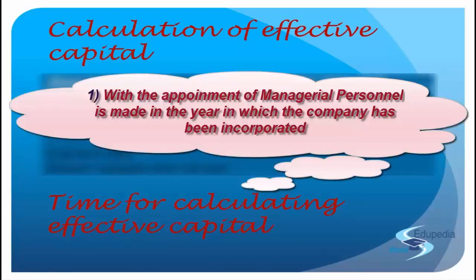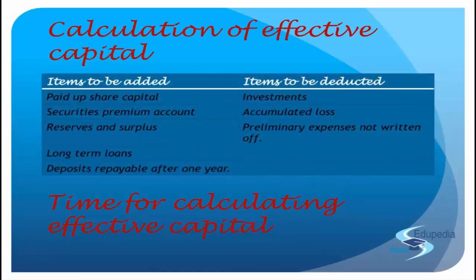One, where the appointment of managerial personnel is made in the year in which the company has been incorporated. So now it is on 17, I incorporate my company and I also appoint a managerial personnel, right? Then my effective capital will be calculated on the date of appointment of the managerial personnel, right? So this is my year. I started my year in April and in September I want to appoint a managerial personnel. So from April to September, I've had some working.